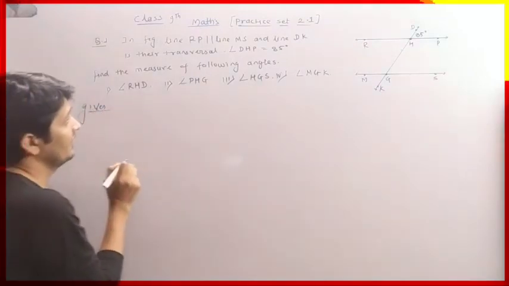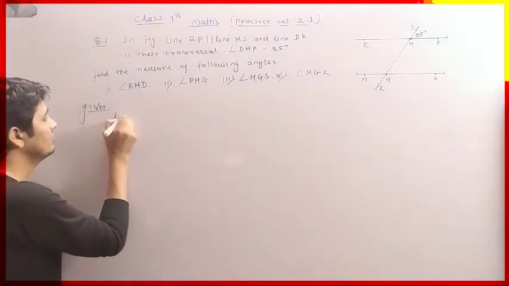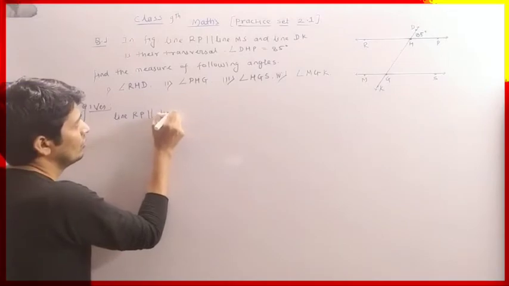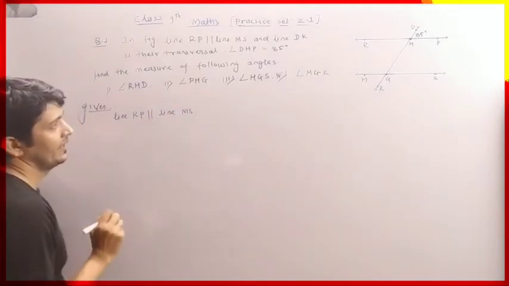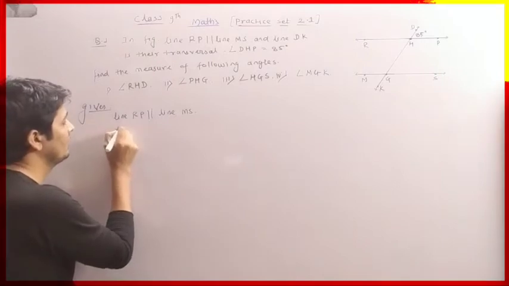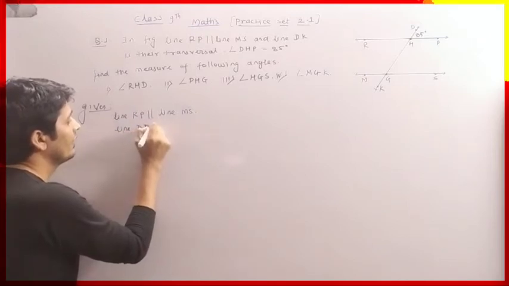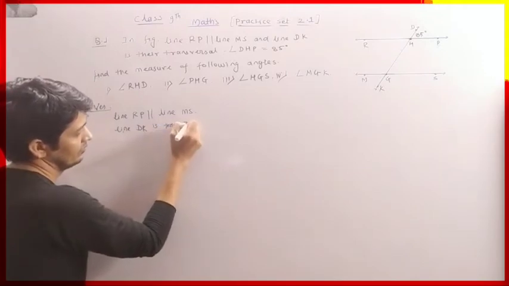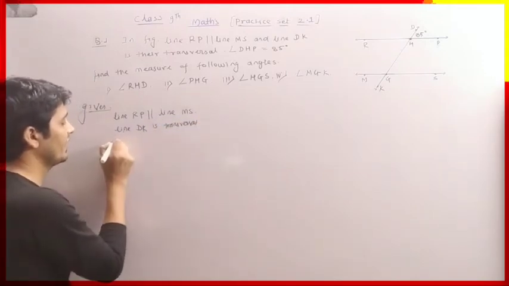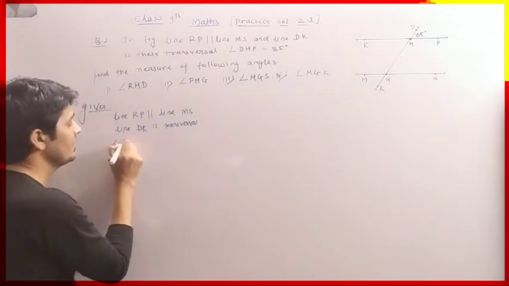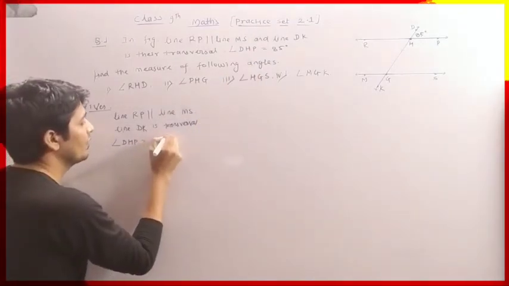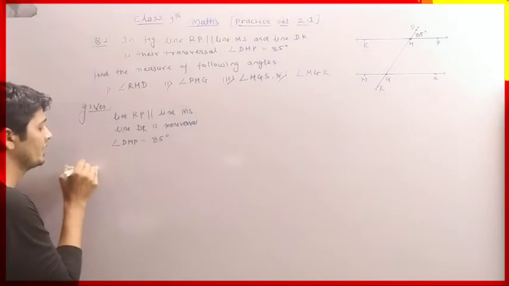Given, what is given? Line RP is parallel to line MS. Then again, what is given? Line DK is a transversal. Then what is given again? Angle DHP is equal to 85 degrees.